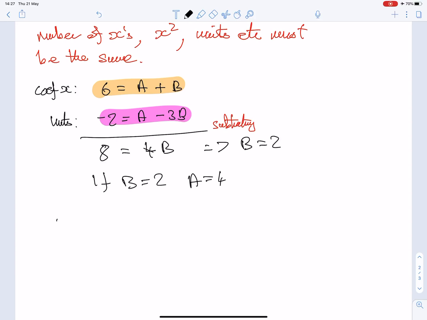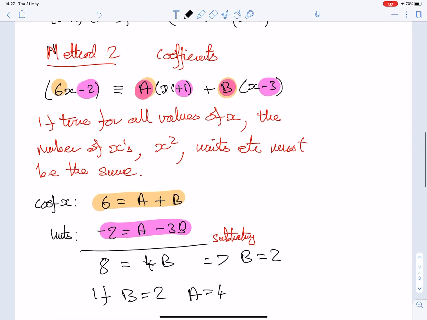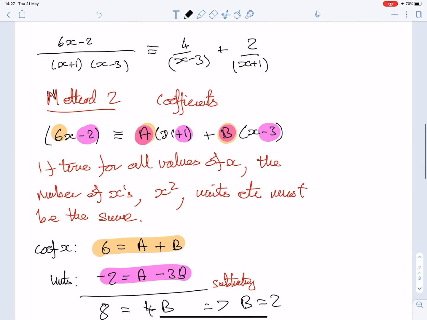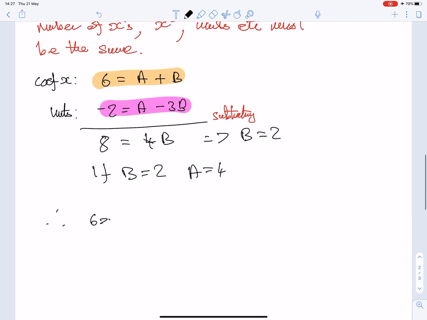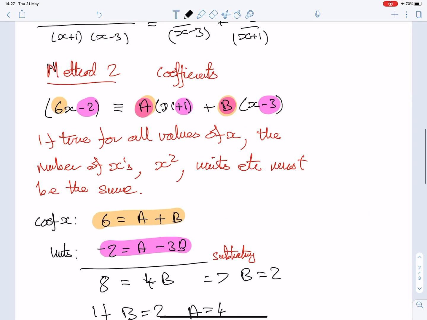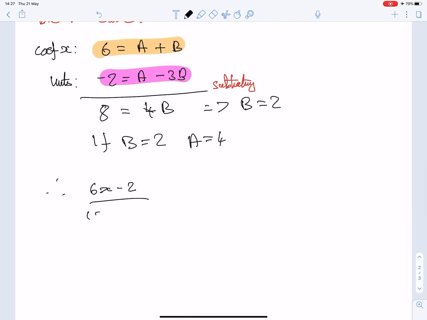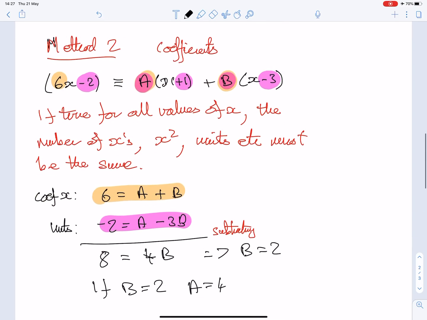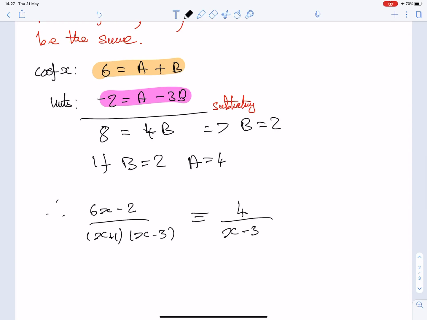But just like last time, we should then write out the answer at the end nice and clearly. And we should get the same, 6x minus 2 over x minus 3, x plus 1 is identical to A, which was 4, over x minus 3, plus B, which was 2, over x plus 1. Hope that makes sense. And we're going to look at a slightly more difficult example in a moment.